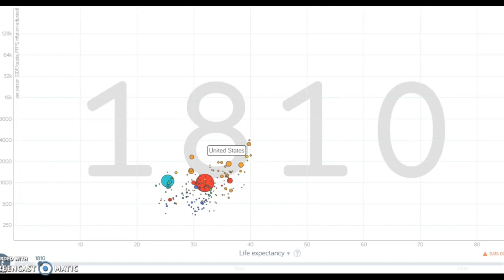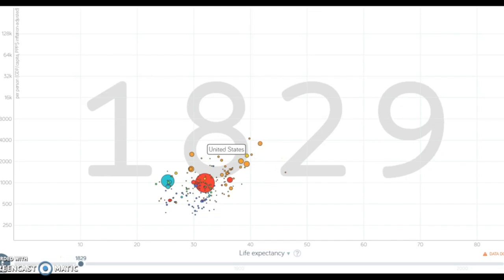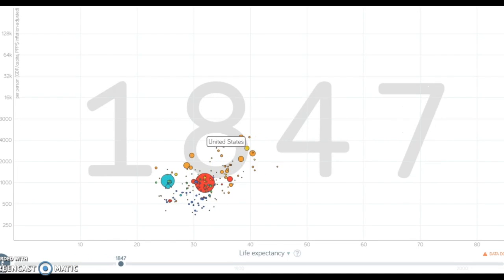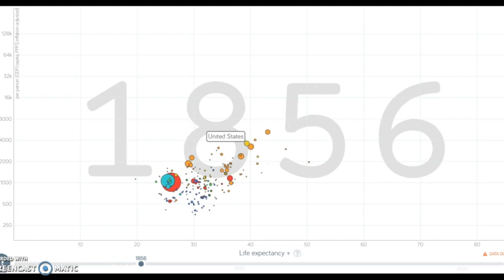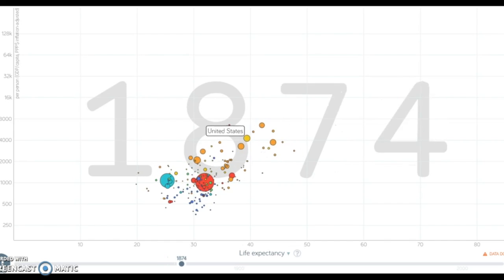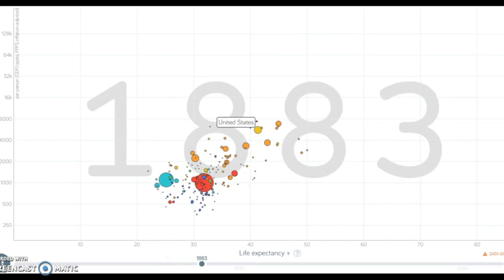Starting in the early 1800s, life expectancy was between 30 to 40 years, and income per person was around $1,000. As the graph begins to play, you will notice an overall shift going rightwards, which is an increase in income, while there is also some fluctuation along the y-axis, which is life expectancy.